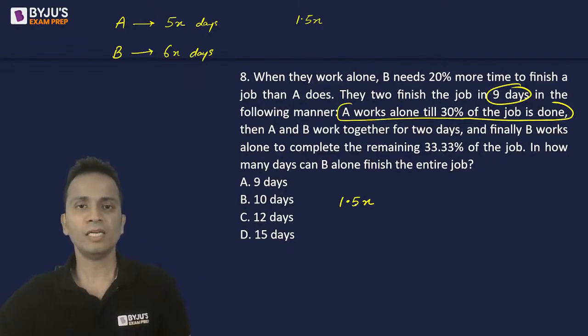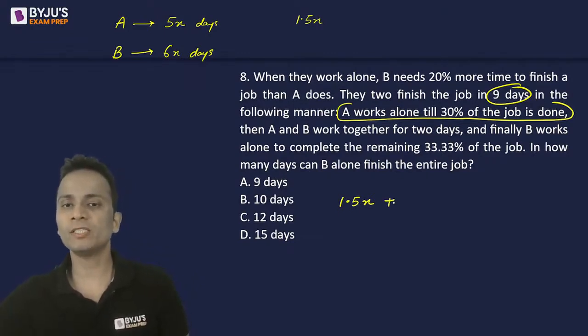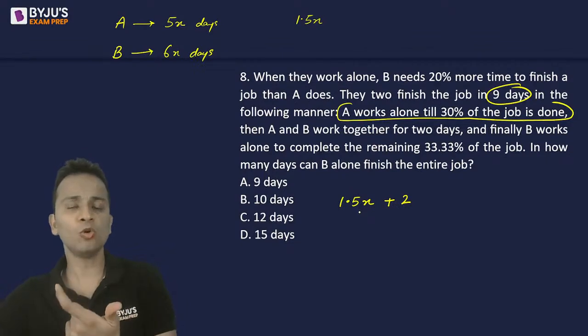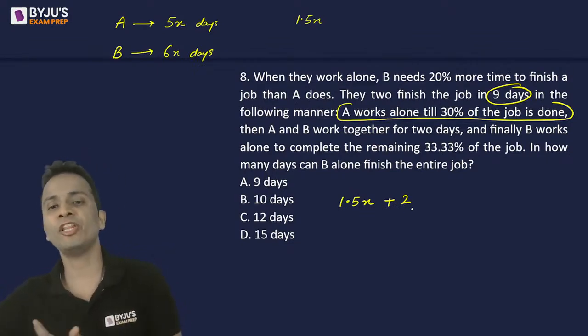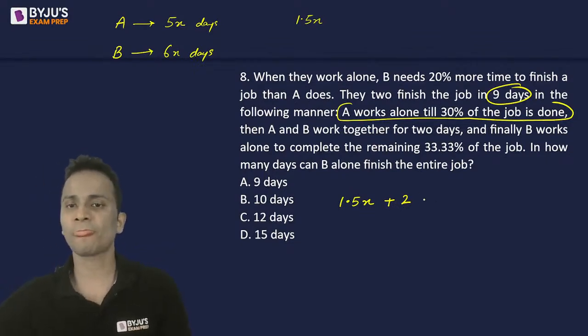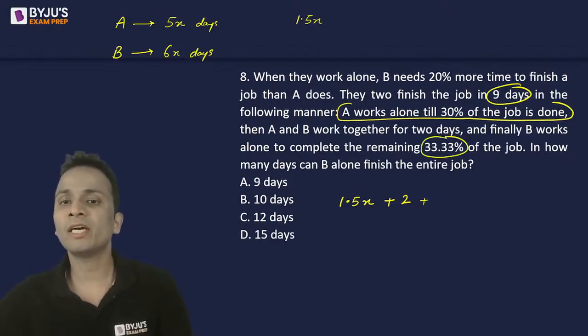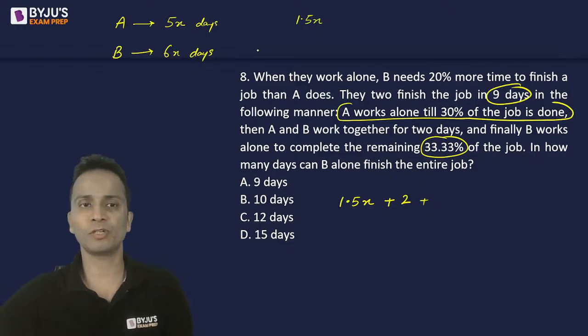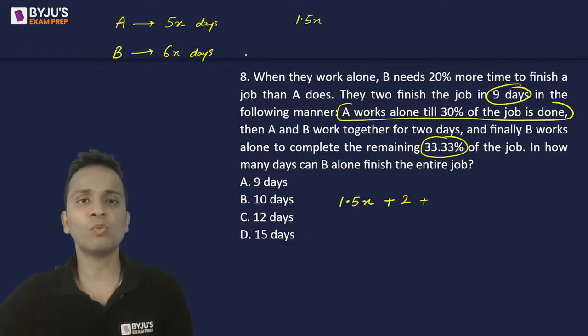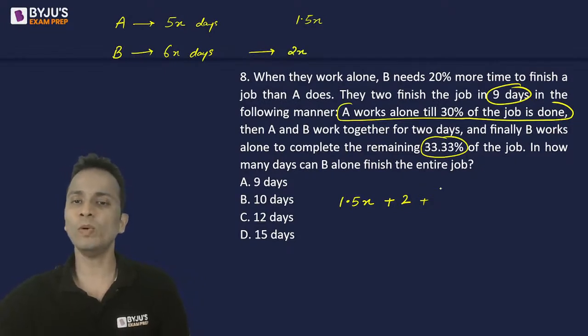Then they work together for 2 more days. So 2 more days. This is what I'm writing for the number of days. So first of all, A alone works for 1.5x days. Then they both together work for 2 days. And then B finally works to complete the remaining 33.33, one third of the work. B finishes the entire work in 6x days, so one third of the work will be finished by him in 2x days.